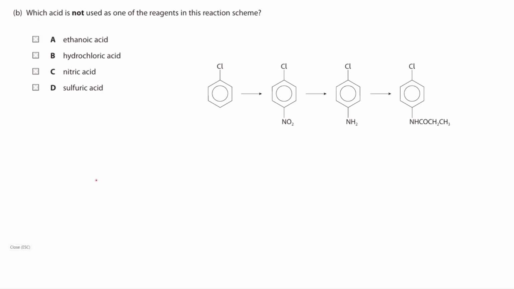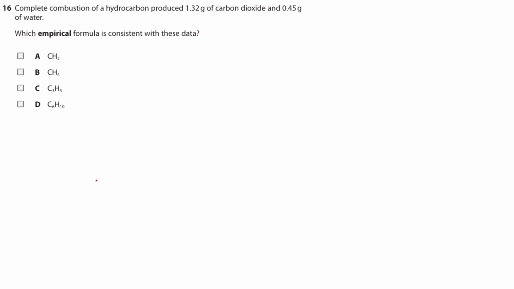Now let's go for question number 16. A complete combustion of a hydrocarbon produced 1.32 grams of carbon dioxide and 0.45 grams of water. Which empirical formula is consistent with these data? Okay, let's see that one. So let's assume it's a hydrocarbon. That means it contains carbon and hydrogen only. When a hydrocarbon reacts with oxygen, because it's complete combustion, we get carbon dioxide and water.